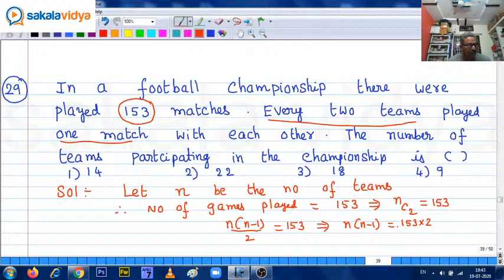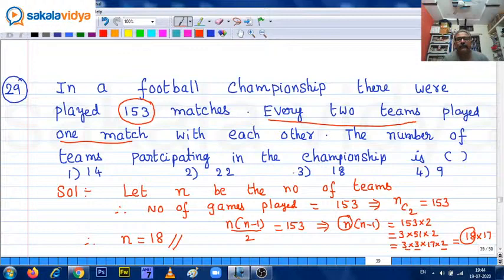That means we can factorize: 153 is 3 times 51, 51 is 3 times 17, and 17 is a prime number. So 3 into 3, 9, 9 into 2, 18. 18 times 17 is a product of two consecutive numbers. That means the n value must be equal to 18. So therefore n equals 18. The number of teams that participated in the championship is 18. Understood now, all of you?